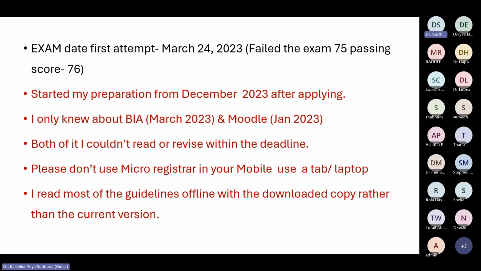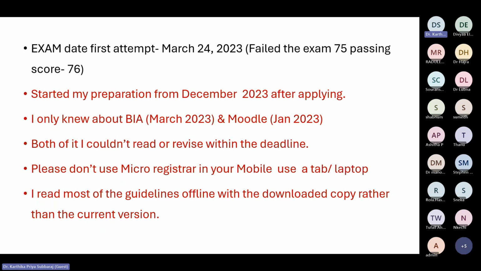And Moodle, I created an account and requested the password from Dr. Banerjee around mid-January, I think. So I got it, and I started reading Moodle and micro registrar on my mobile phone rather than on the laptop or iPad. That's one of the biggest disadvantages. Don't use Moodle or micro registrar on your mobile phone, because for most of the documents or materials you will not be able to read through them. Later, I realized a laptop or tab is the good thing to read if you are going ahead with Moodle.